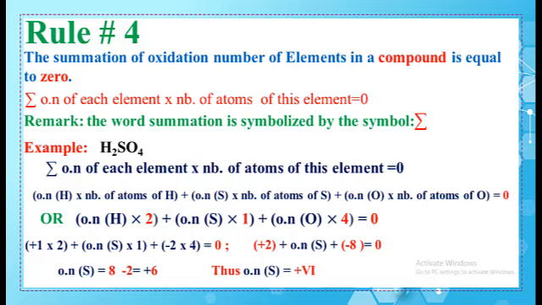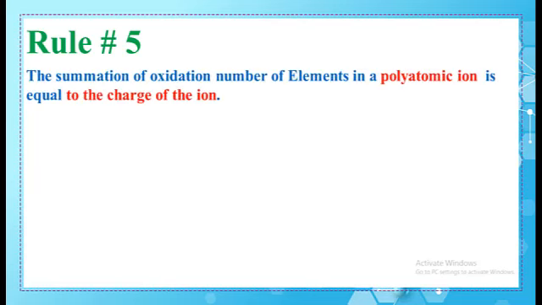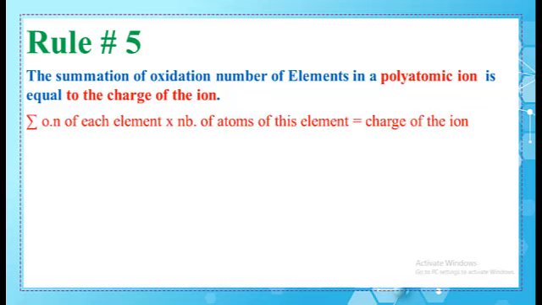Please don't forget to write the final answer in Roman. You can do all the calculation in real numbers, but at the end you should write the answer in Roman. Rule number 5. The summation of oxidation number of elements in a polyatomic ion is equal to the charge of the ion. So here the summation of the oxidation number of each element times the number of atoms of this element equals not 0, but the charge of this ion.